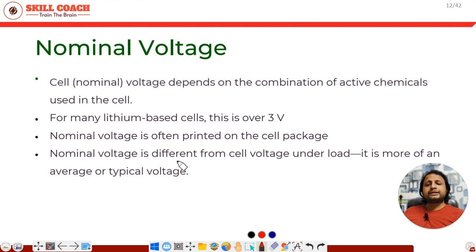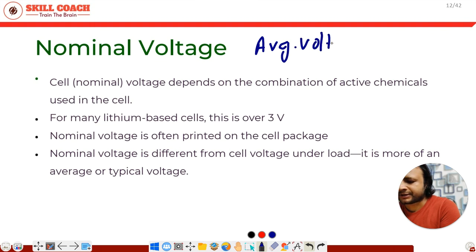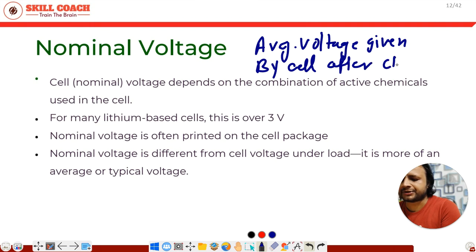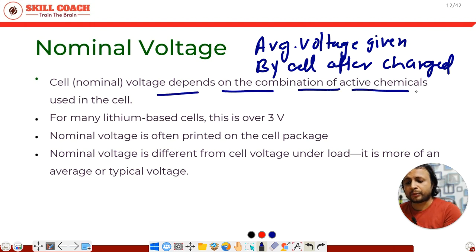And what do you understand by the nominal voltage? Nominal voltage means, I will write the definition here so that you can note it down, the average voltage given by an individual cell after charge. Okay. So this is very simple to understand. Cell nominal voltage depends upon the combination of active chemicals used in a cell.